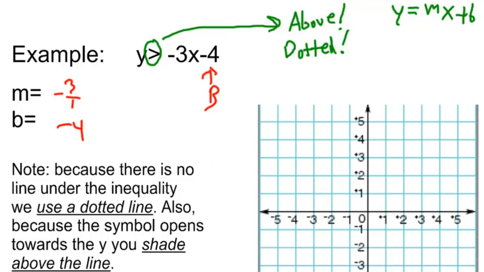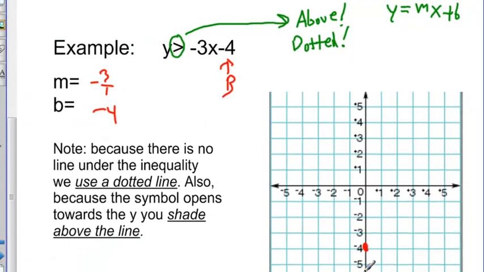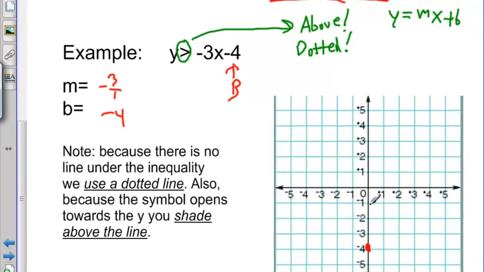So as always, we just plot -4. We would go down 3 over 1, but we're running out of space, so down 3 over 1 would be somewhere around here. But instead I'm going to go up 3, and I'm going to go left 1. So that's still a negative slope. So instead of down 3 and right 1, I go up 3 and left 1. I do that a couple times, and I now have what I need for a line. Now it needs to be dotted, so I'm going to go ahead and just go like this.